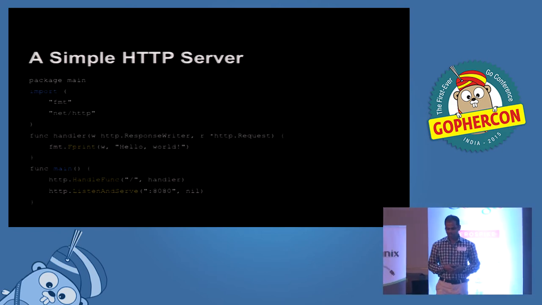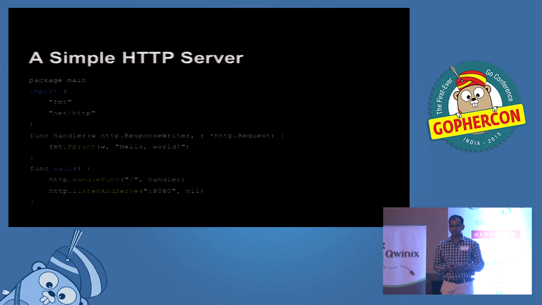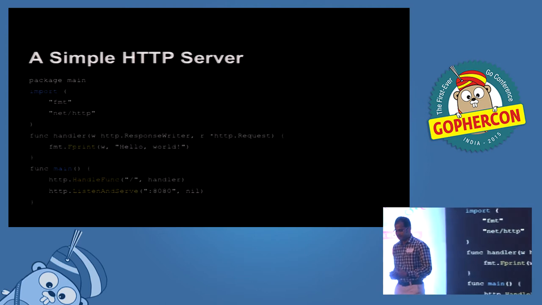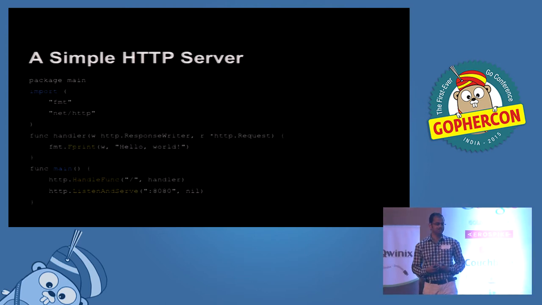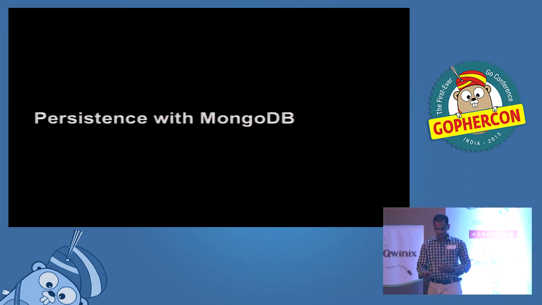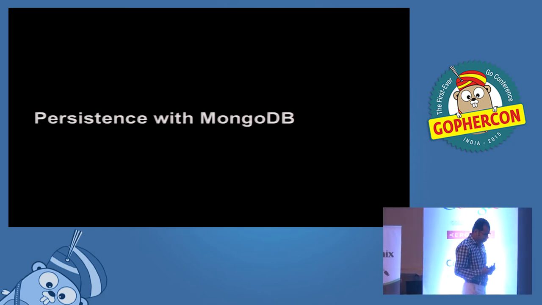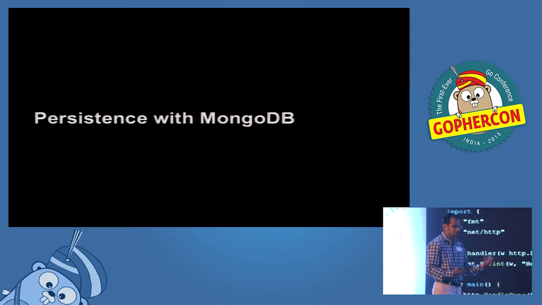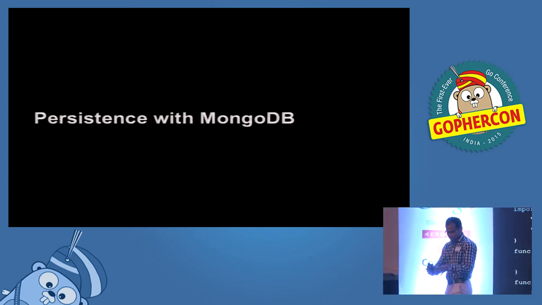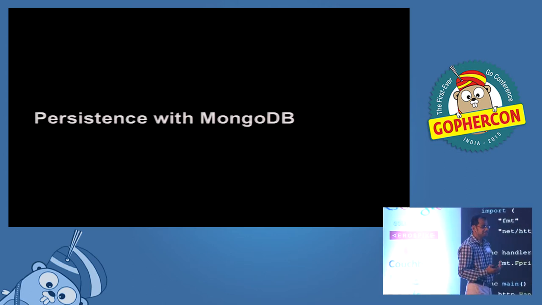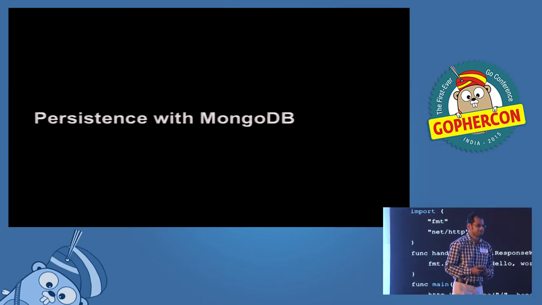And finally, we call ListenAndServe. That expects an address and a handler. So here we provide an address as port 8080. And for handler, we just provide nil, which means we are using the default ServeMux, because we have already added the handler through the HTTP package's HandleFunc.